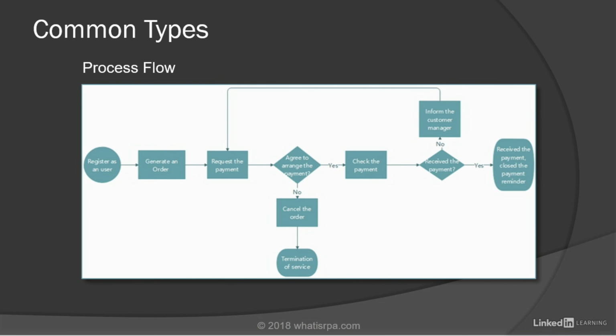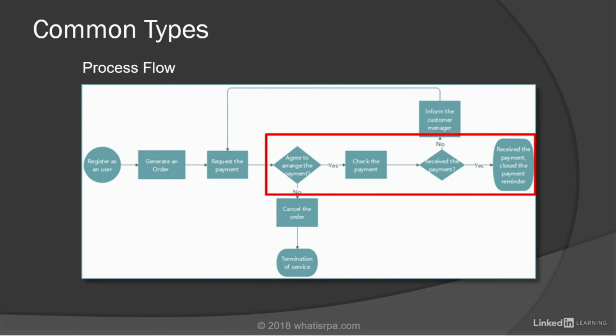And here you can see that we have no sense of which role is performing which activity. We register as a user, we generate an order, request a payment, then there's an agreement decision, and for a no path, we cancel the order. For a yes path, we check the payment, receive the payment, and the order completes.